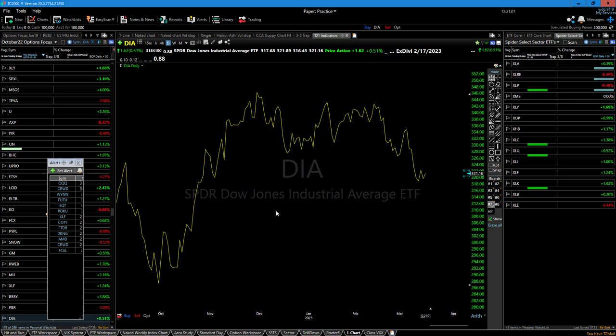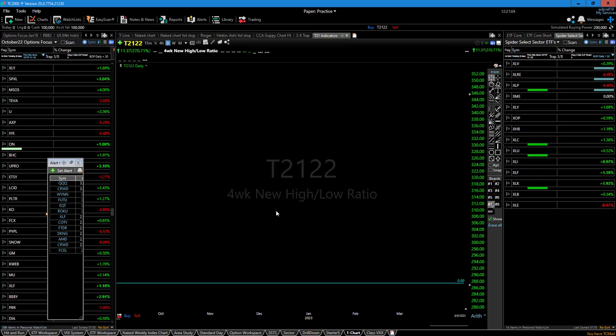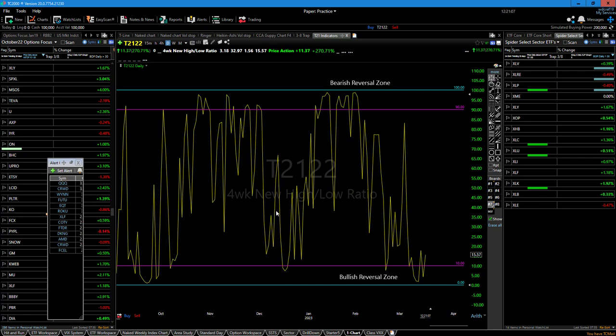I have found for me that T2122 gives me a much better edge of knowing when I should start looking for long trades, even in a short market, or look for long trades in a long market. When I need to be looking for those trades. When I need to be selling long trades. When I need to be looking for short trades. Whether we be in a bull market or a bear market.